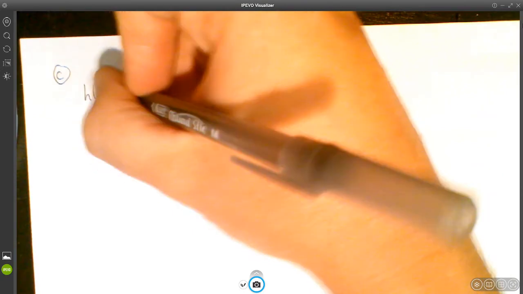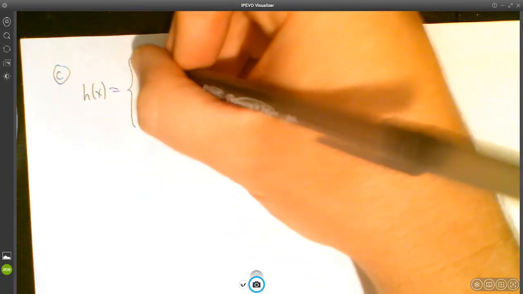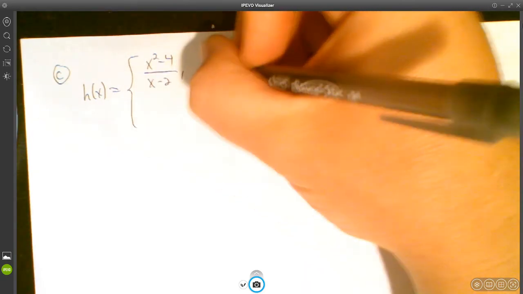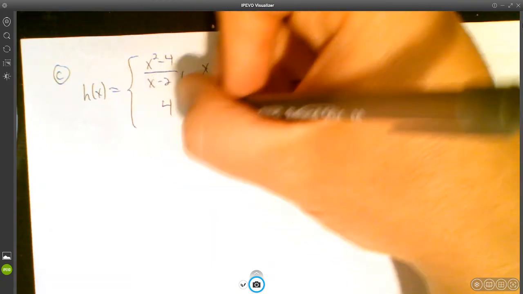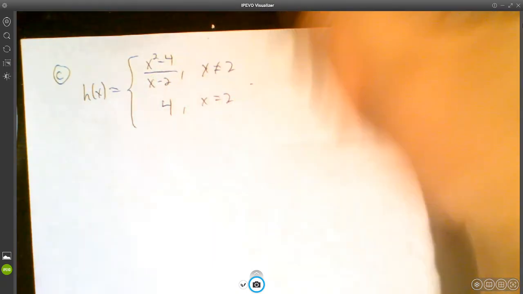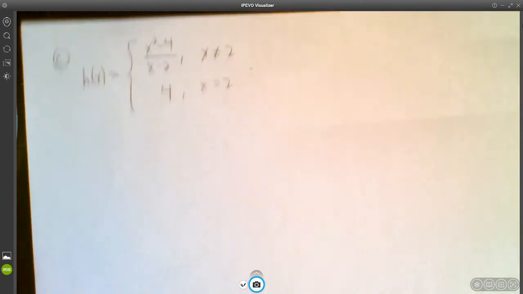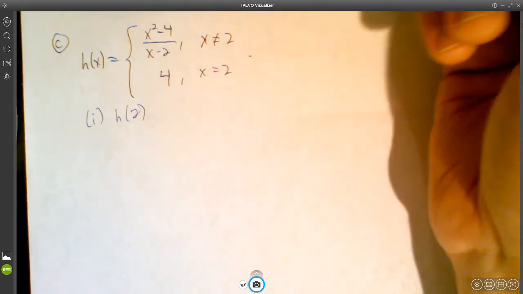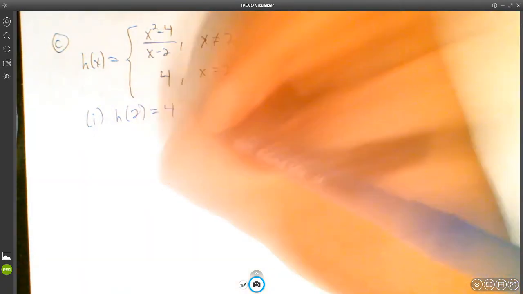Okay, but let's look at a third example. So this time we're going to let h of x be this piecewise function: x squared minus 4 over x minus 2 if x is not equal to 2, and it's going to equal 4 if x does equal 2. And the question is, is that continuous at 2? Well, first thing we would need to check is h of 2. Does h of 2 exist? And the answer is yes, right? h of 2 is 4.